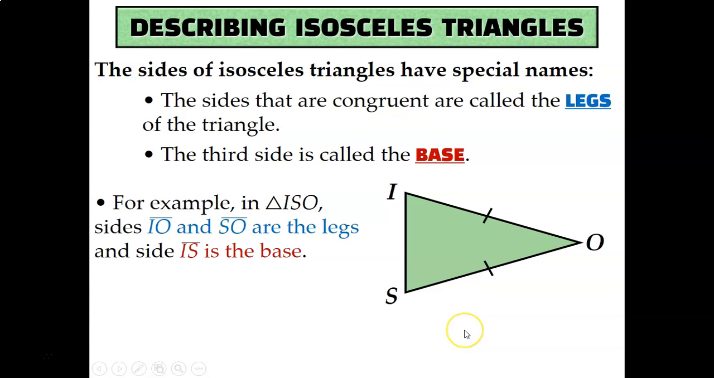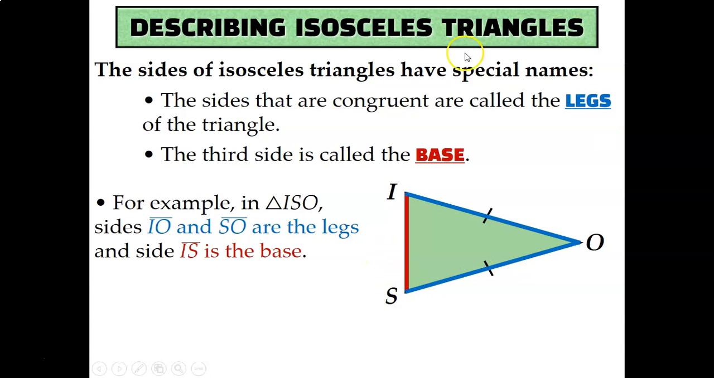Isosceles triangles also get special names for some of their sides. The sides that are congruent to each other are called the legs. So IO and SO are the legs of this triangle because they're the ones that are marked as congruent. And side IS would have to be the base of this triangle because it's the one that's not congruent to the others.